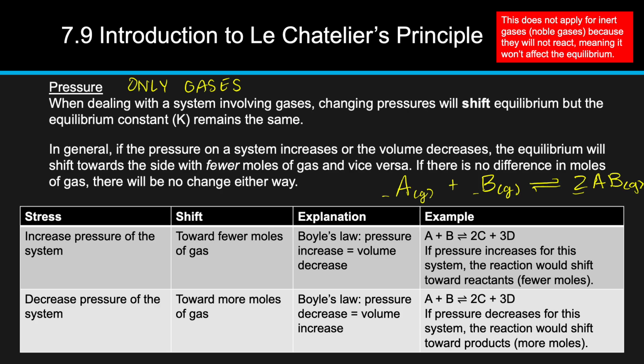If we have a system where we decrease pressure or increase volume, we now have those particles in a larger space. So in order to keep up that collision rate, we need to move to the side of the equilibrium with a lot more moles of gas so that we can keep that number of collisions up.